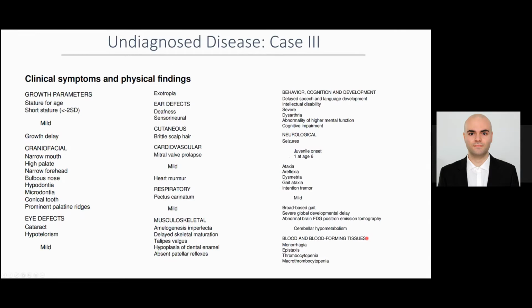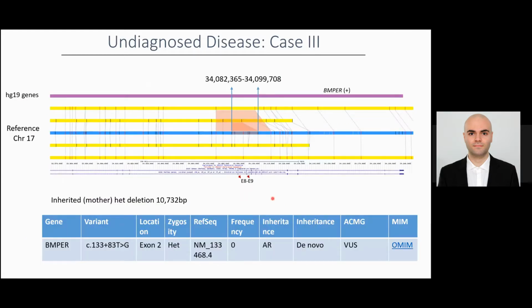So the last case that I'd like to discuss is also an undiagnosed disease case. Many clinical symptoms and physical findings have been listed on the slide, including craniofacial features, musculoskeletal features, and blood and blood-forming tissues. This case has many growth abnormalities. And what we've identified by optical mapping is an inherited deletion from the mother, approximately 10 kilobase pairs in size, in the BMPER gene, that presumably takes out exon 9 and exon 8.